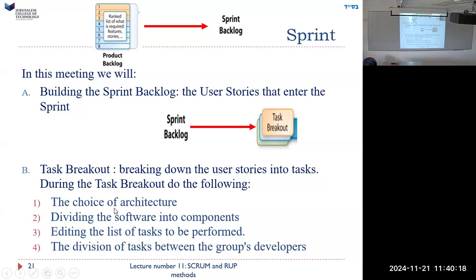I have to choose the architecture. Dividing the story into components. So that's what I explained. Editing the list of tasks to be performed. Once I have all the tasks, I may edit it, I may change it. The division of tasks between the groups of developers. Those tasks could be done by one person, or they could be spread around over several people. Each task could be a different person's job.